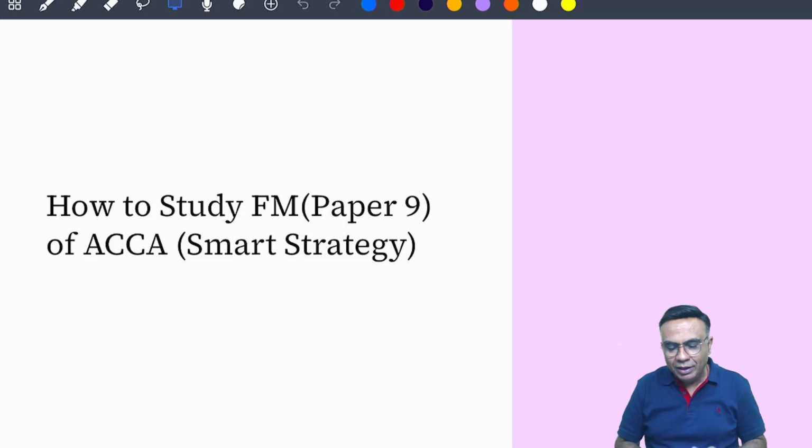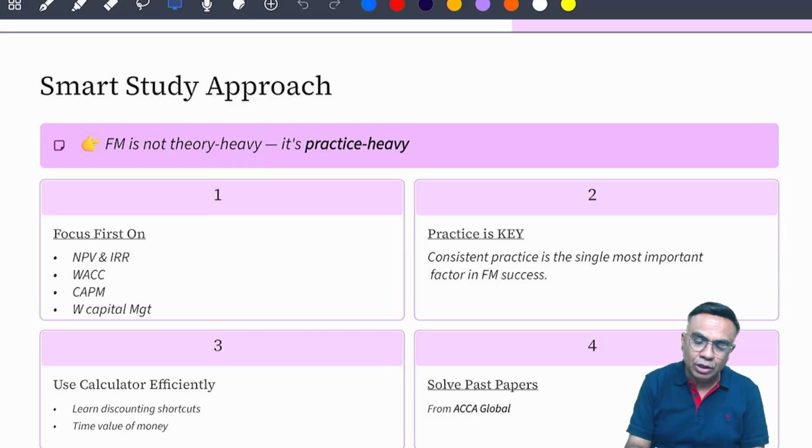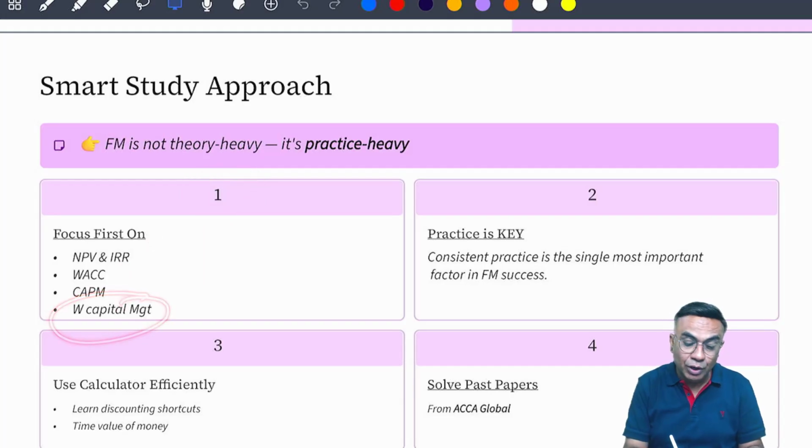Let us proceed. Now, what should be the approach towards studying this FM9 paper? Smart study approach. Number one, you should concentrate more on these topics: NPV and IRR, WACC, cost of capital concept, cost of capital calculation, CAPM calculation, that is capital asset pricing model, which is also very important from exam perspective, and working capital management. These four topics you should do absolutely thoroughly.